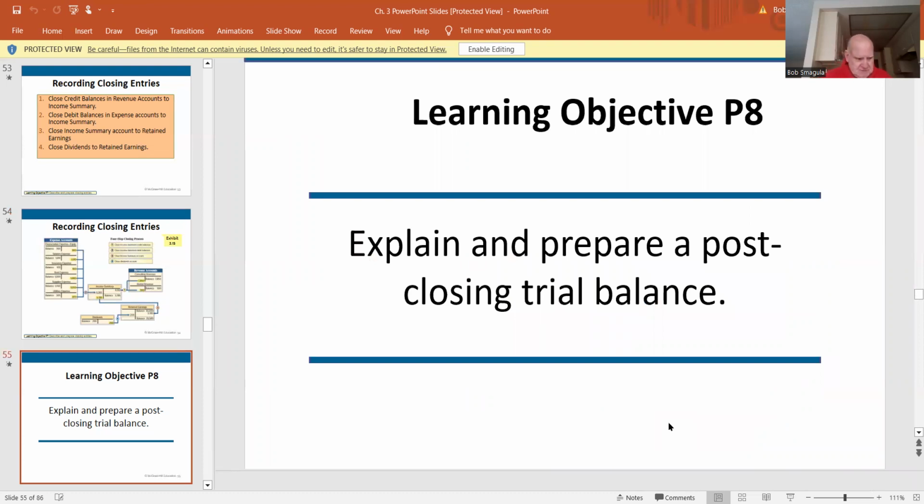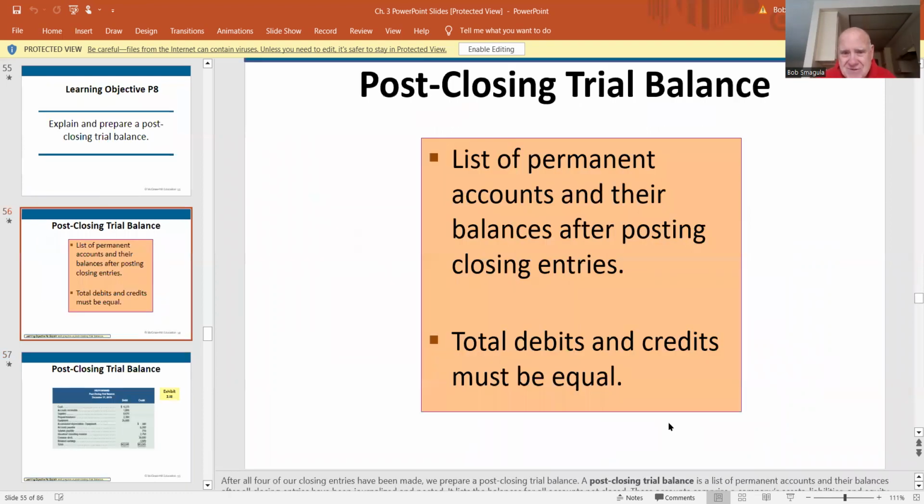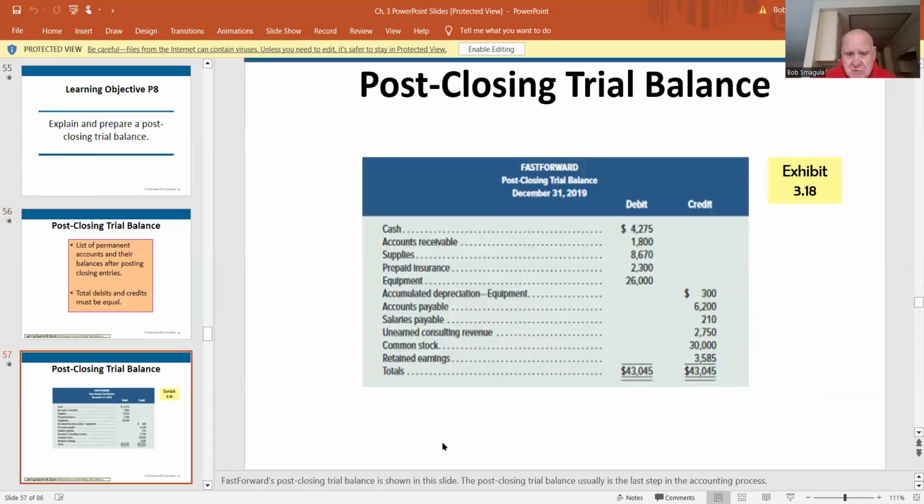Post-closing trial balance, huh? Are you surprised we have a post-closing trial balance? This is super easy. Once you have recorded the closing entries, the only things left with a balance are going to be the permanent accounts. In other words, the balance sheet. So when you run the post-closing trial balance, notice there are no revenues and expenses there. What happened to those revenues and expenses that were there at the end of the month? Remember, we closed them out to retained earnings, okay?